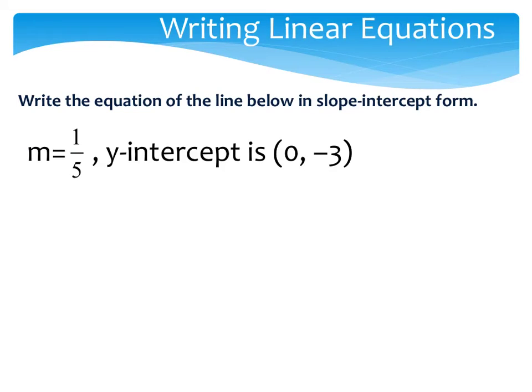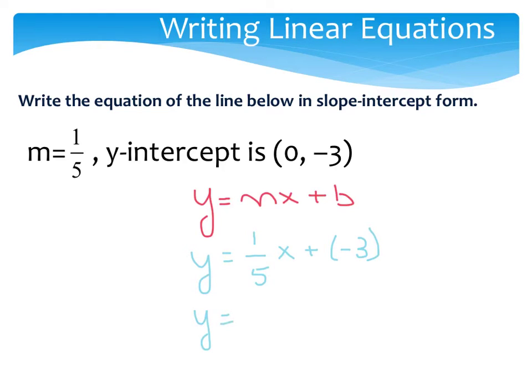So I want to write the equation of a line below in slope-intercept form given the slope and the y-intercept. Well, slope-intercept form is y equals mx plus b. So here I have my m, and then here I have my b. So I'm just going to go ahead and plug those in. I get 1/5 x plus, and I have a negative 3 for my b. To reduce that, I'm going to get rid of the plus minus and just have negative 3. So here is the line that has a slope of 1/5 and a y-intercept of -3.